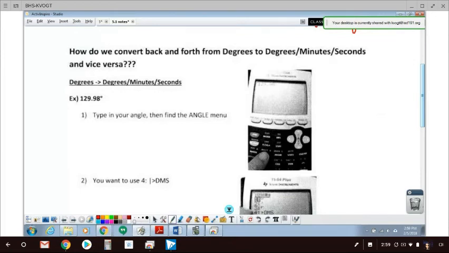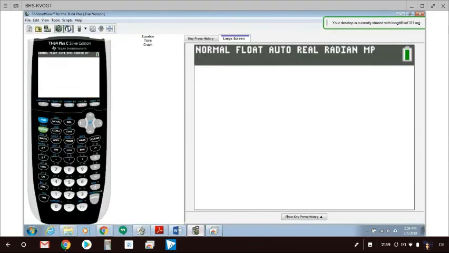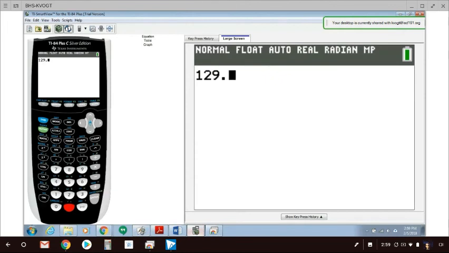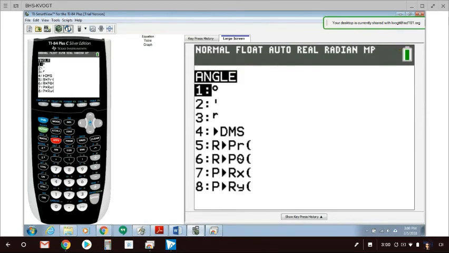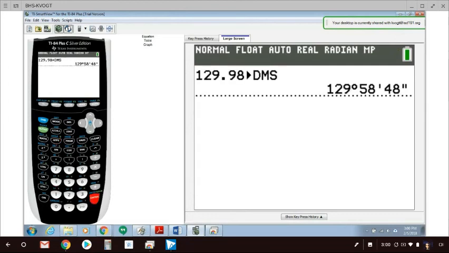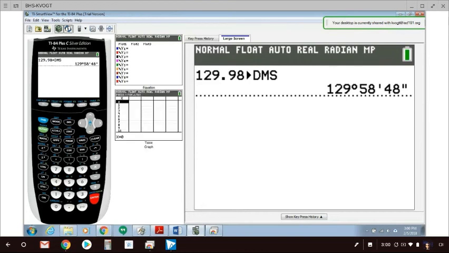So I'm going to go through these steps with you as well as make sure that this is on our website, but I'm going to start here. This is 129.98 degrees, and going from degrees to degrees, minutes, seconds is easy. So let me bring up the calculator that I've downloaded. 129.98. And then it's here. It says angle. It's above the app. So second and angle. And you need to choose number 4 there that says DMS. That's degrees, minutes, seconds. And then just hit enter. It's super easy. Here it is in degrees, minutes, and seconds.